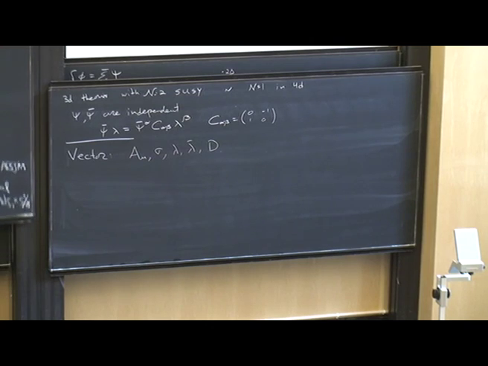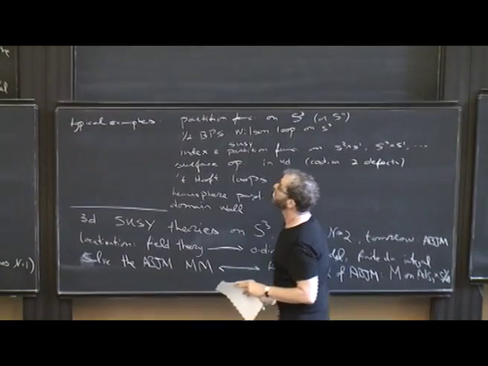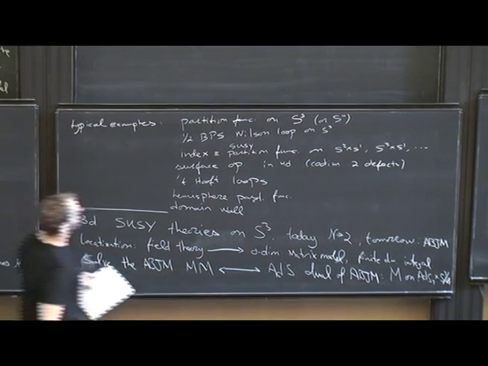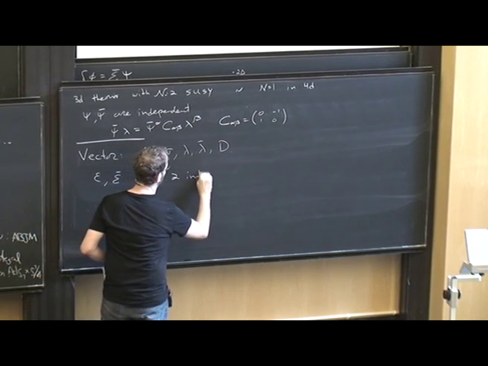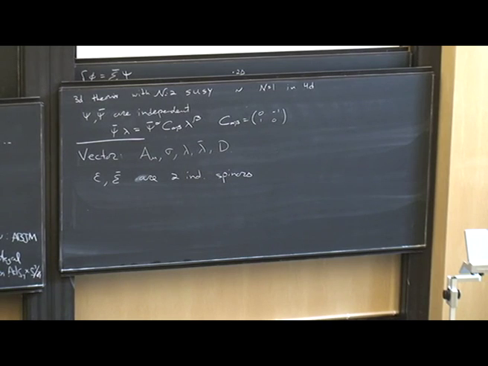The supersymmetry variations are written here. Here we have epsilon and epsilon bar, two independent spinors. So we have supersymmetries generated by epsilon and supersymmetries generated by epsilon bar. If I ever write delta epsilon, then you just need to keep the terms proportional to epsilon on the right-hand side. If I write delta epsilon bar, you keep the terms proportional to epsilon bar.